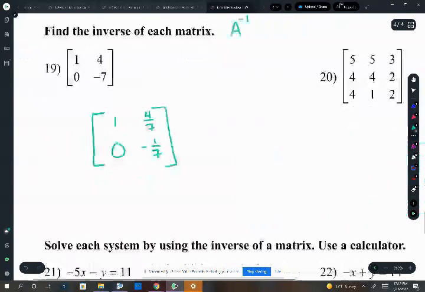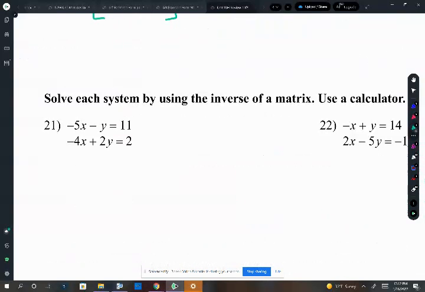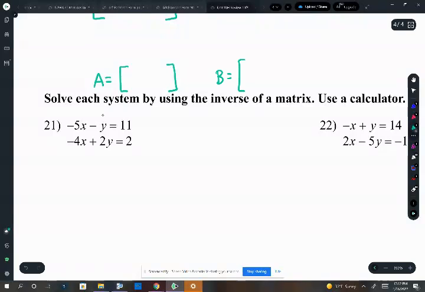And now we're going to use inverse to solve. So remember, in this section, we're going to put our first matrix in as our A, make sure it's either a 2 by 2 or a 3 by 3. And then our B is our solution matrix. Okay. And then we're going to multiply them together. So we're going to do inverse of A times B to get our answer. Okay. So this is kind of where we're headed.